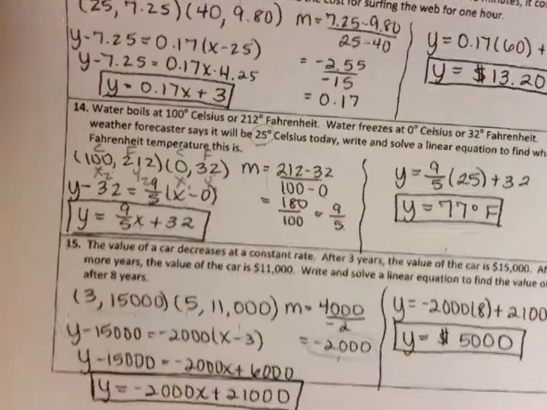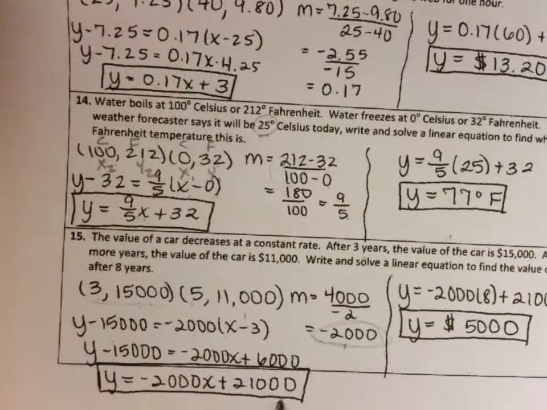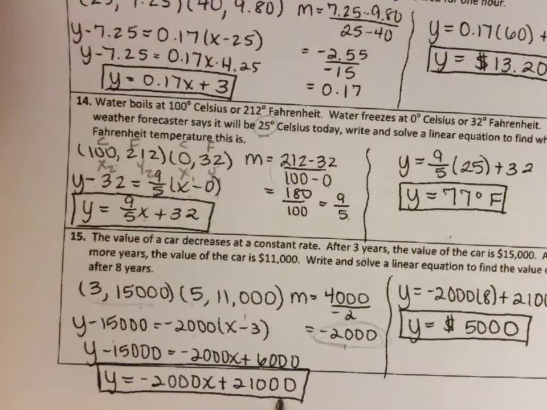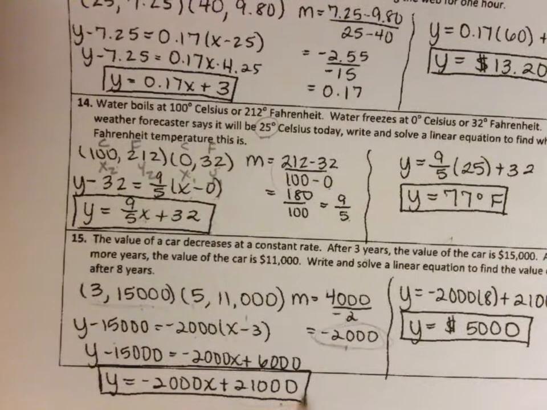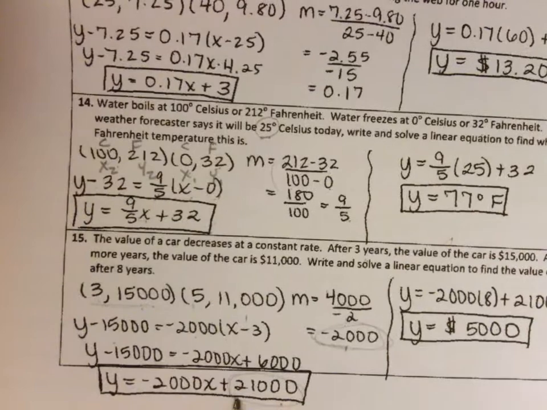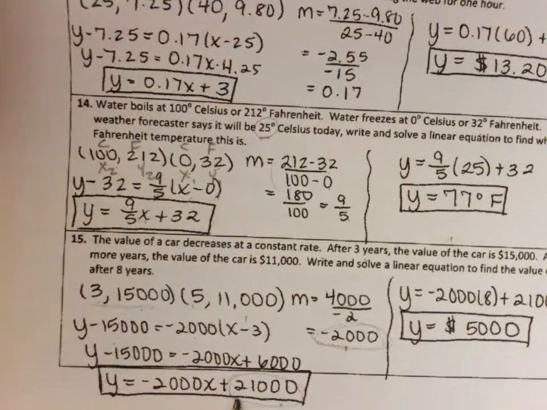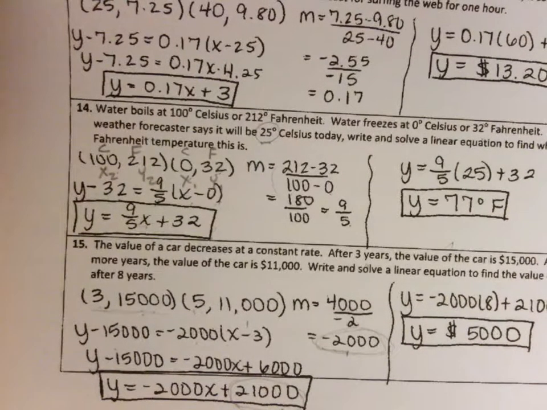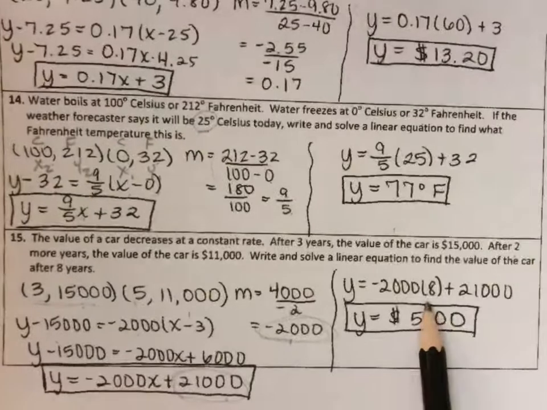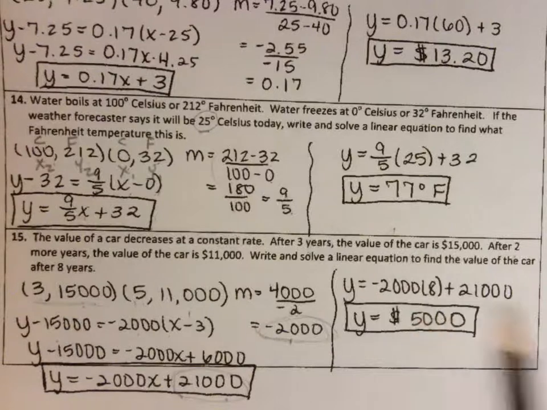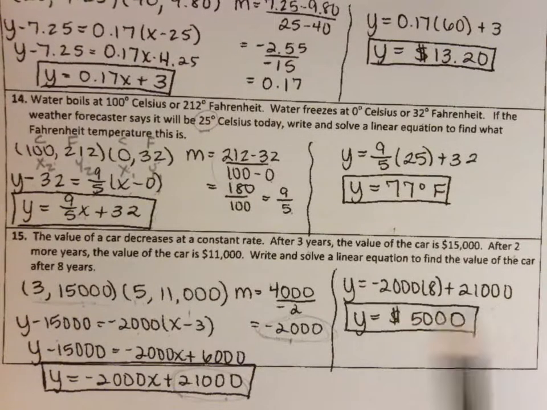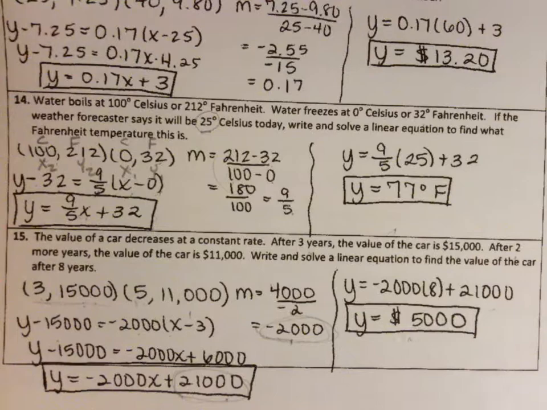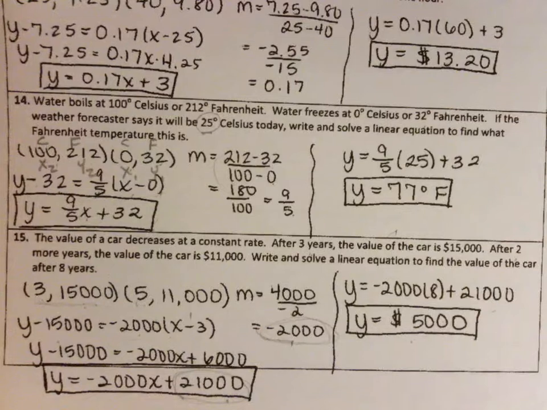And then when I go ahead and do the distribution and add 15,000 to both sides, this is the equation I get. So my car, when I bought it, was worth $21,000. And then to find out what its value will be after 8 years, I would put in 8 for x and find that after I sort out this arithmetic, my car's value was $5,000. So that is how we do 2 points.